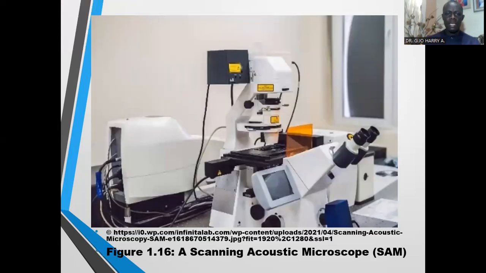Now here is a picture of the scanning acoustic microscope. Just like the optical microscope, it has an eyepiece, but it has imaging systems, that is a monitor and a computer, that help to generate the images of the samples being viewed.